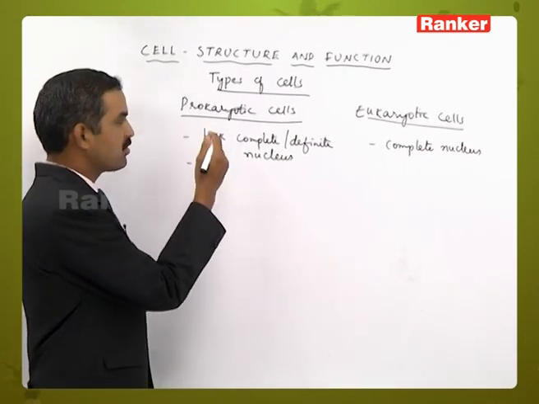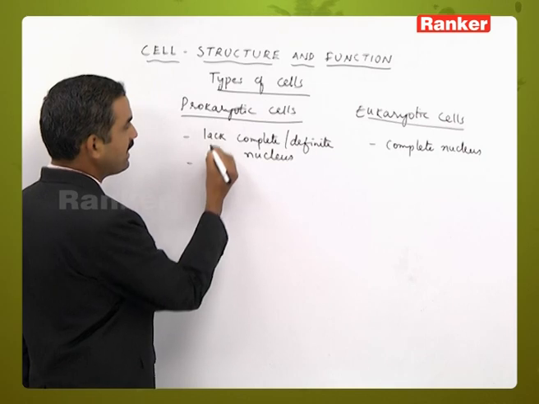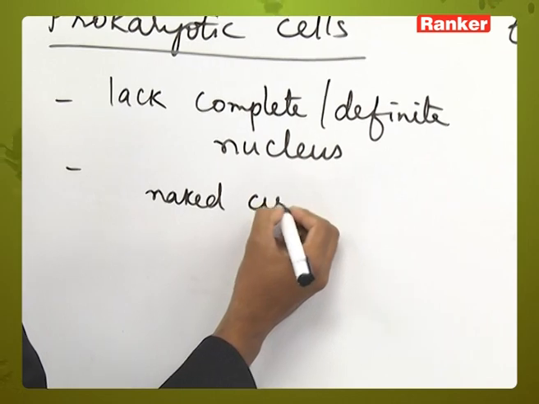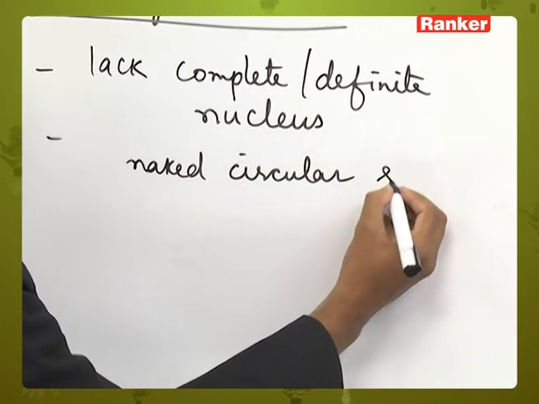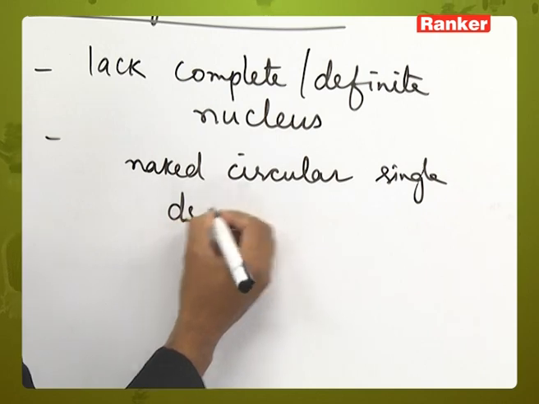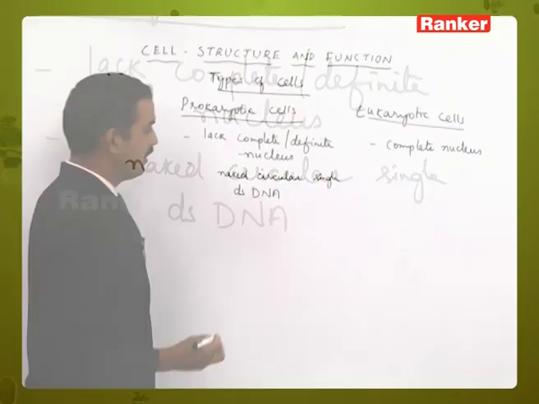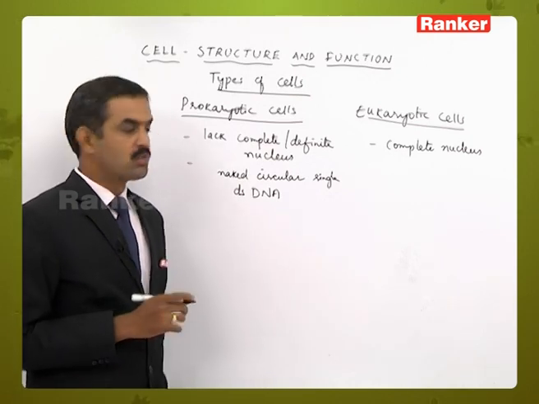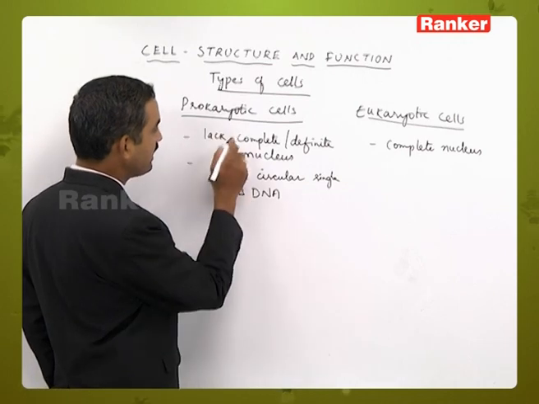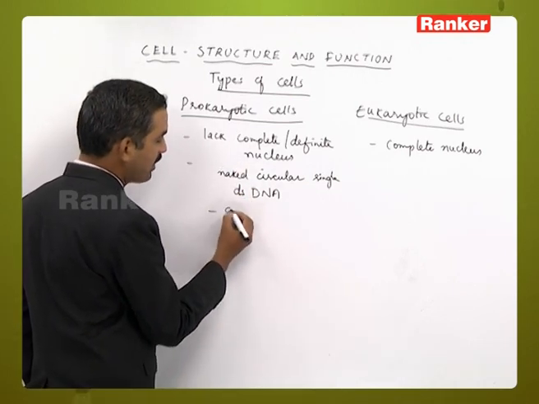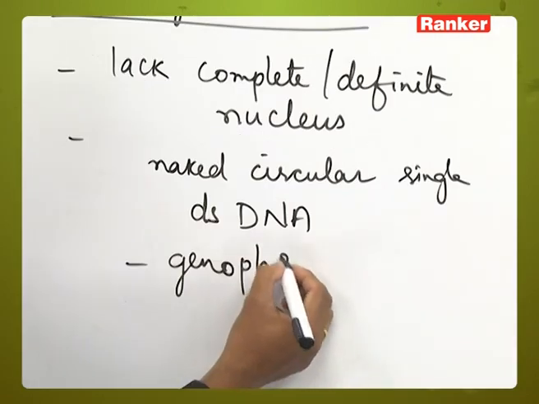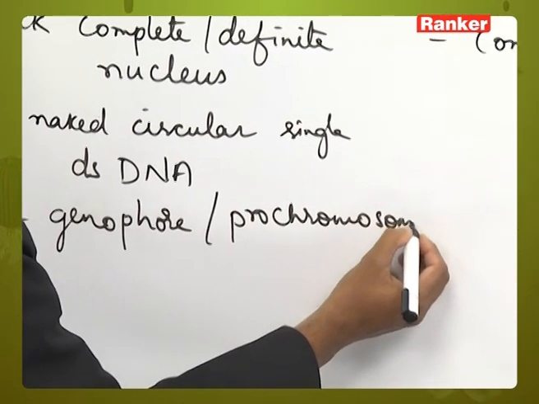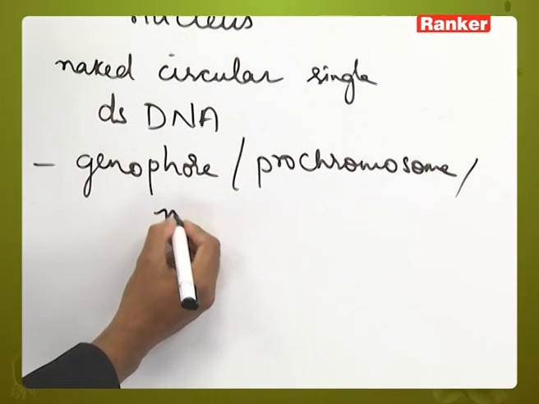But how is the nucleus represented in the prokaryotes? Actually, in prokaryotes the nucleus is represented only by a naked, circular, single, double stranded DNA molecule. So there is no nuclear membrane, no nucleolus and no nucleoplasm in it. The name given to this nucleus of prokaryotic cells is genophore, or prochromosome, or nucleoid.